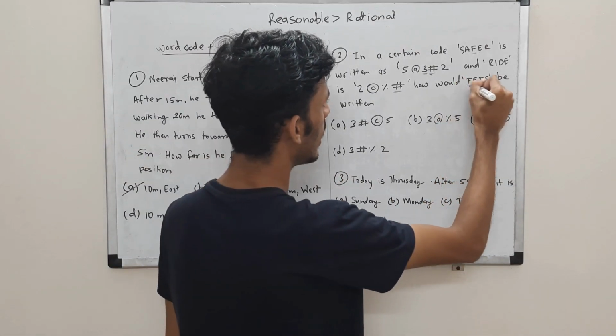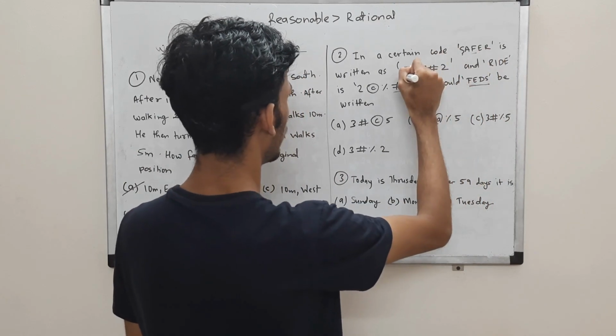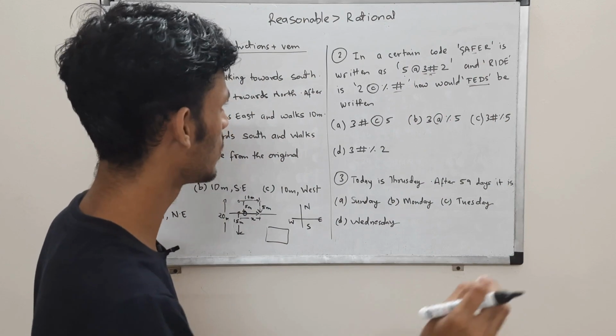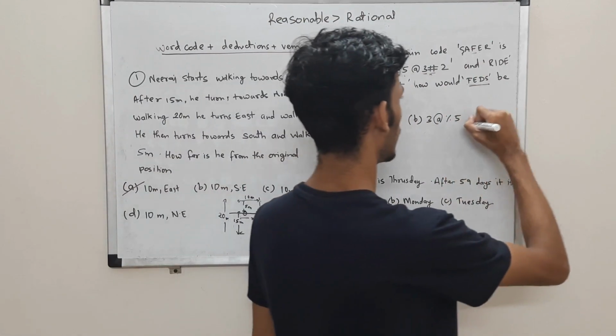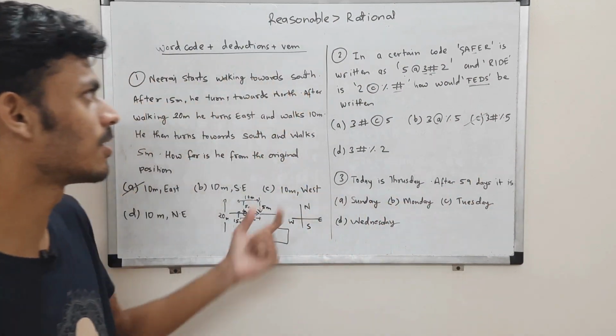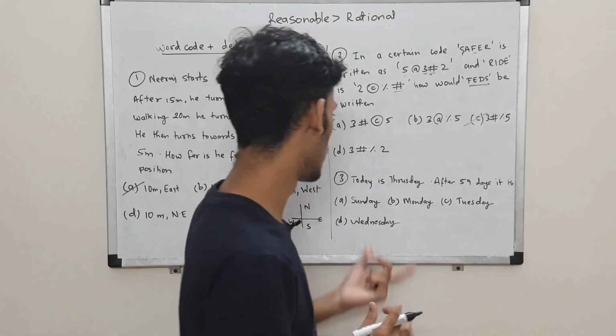Okay, so finally S. Sorry, S is 5. So 3 hash percentage and 5. Okay, so this is the code over here. It's pretty simple. Let's come to this one.